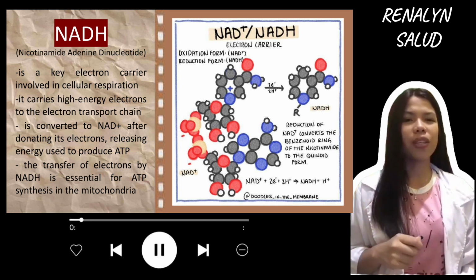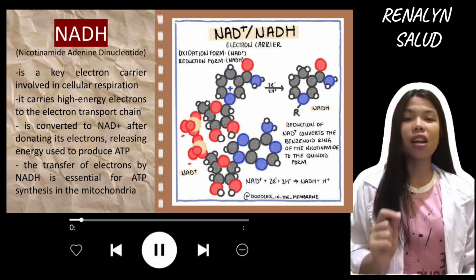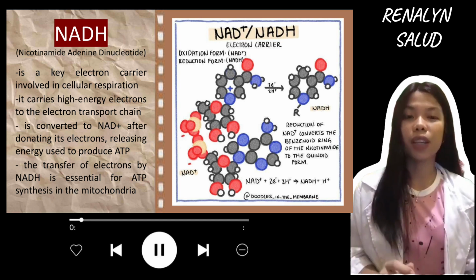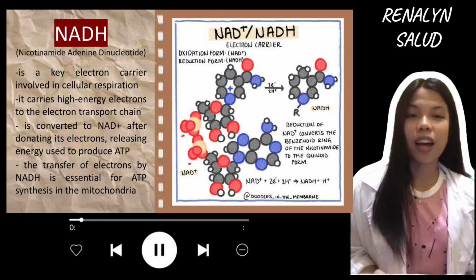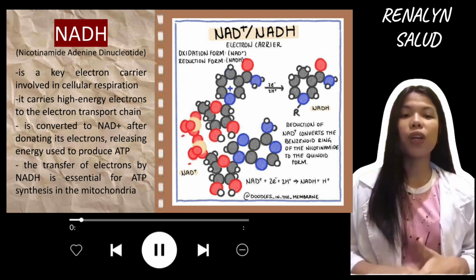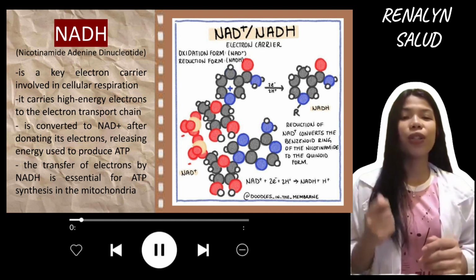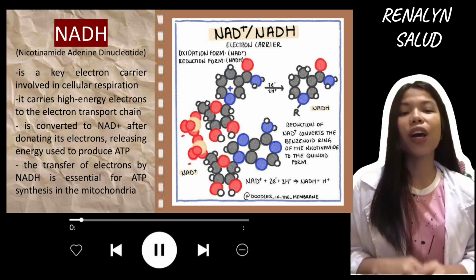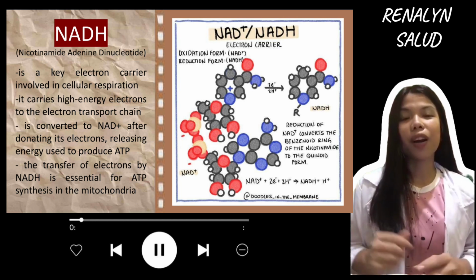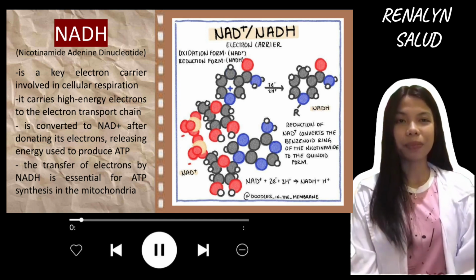This term is actually used to describe the reduced and oxidized forms of the same molecule. NAD+ is the oxidized form, a state in which it has lost an electron, while NADH is the reduced form of the molecule, which means that it gains the electron lost by NAD+.